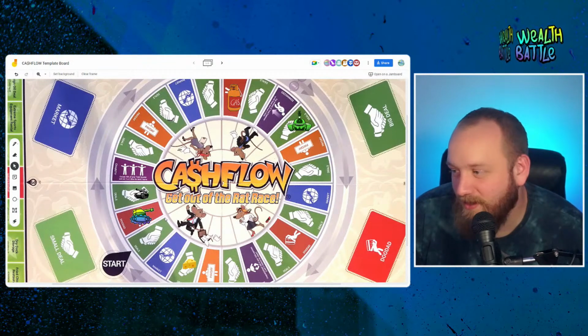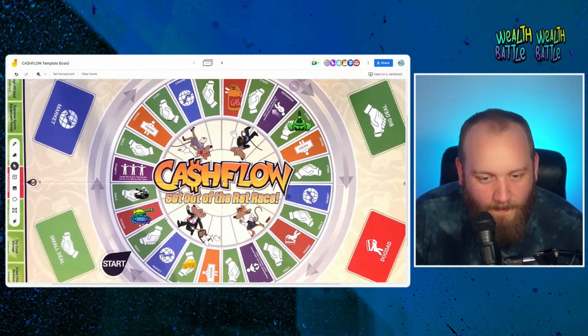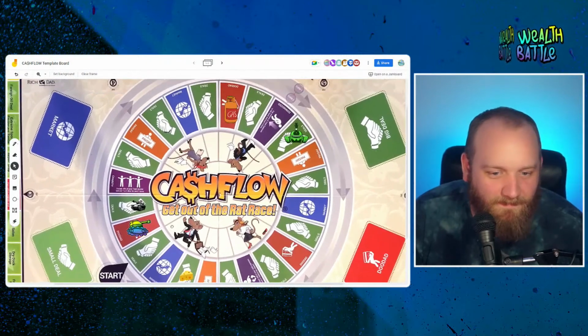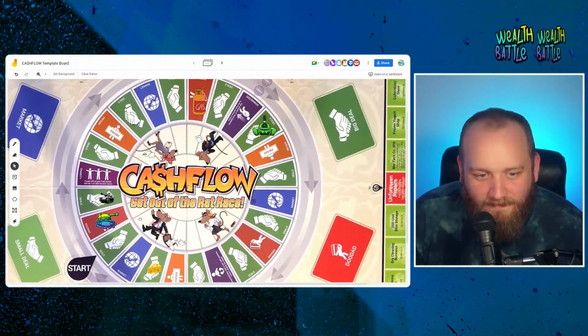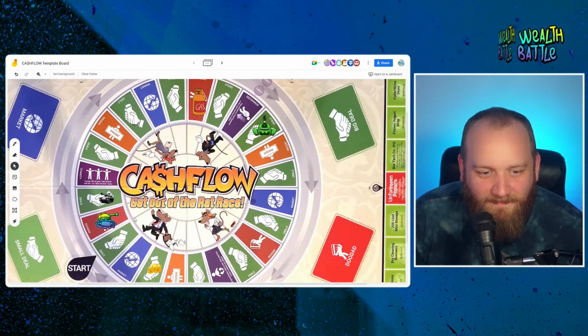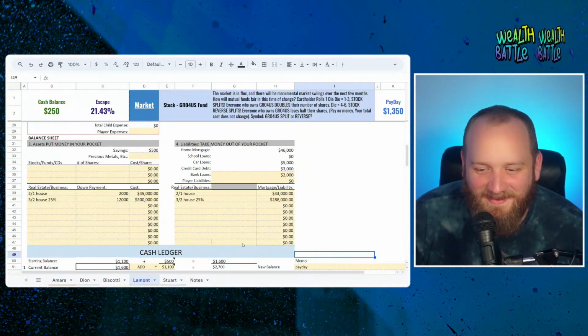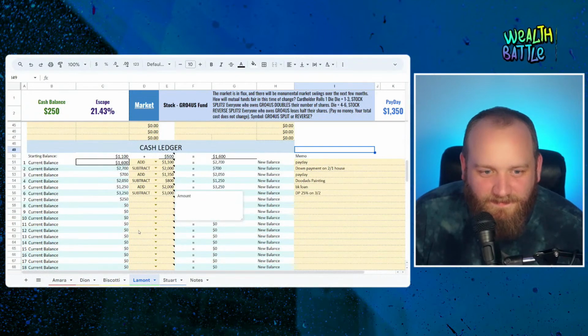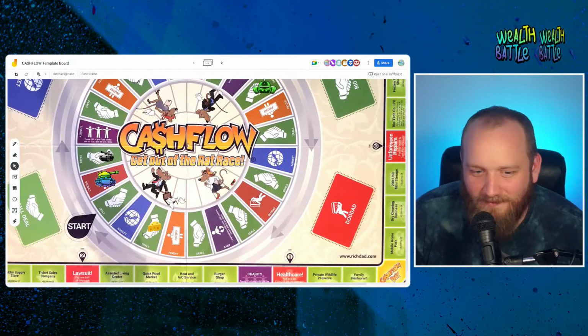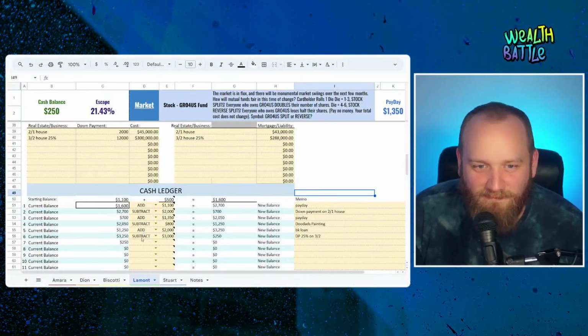Who has to roll what? I thought you had a double roll on a 6. Nah. What do you make me do? Nah. You had stock, the Grow for Us fund. The market is in flux and there will be monumental market swings over the next few months. How will mutual funds fare in this time of change? Market card.